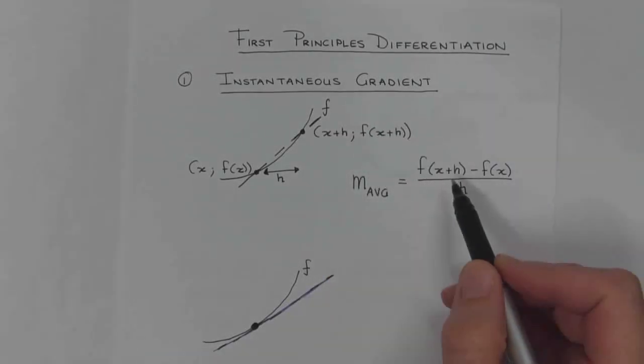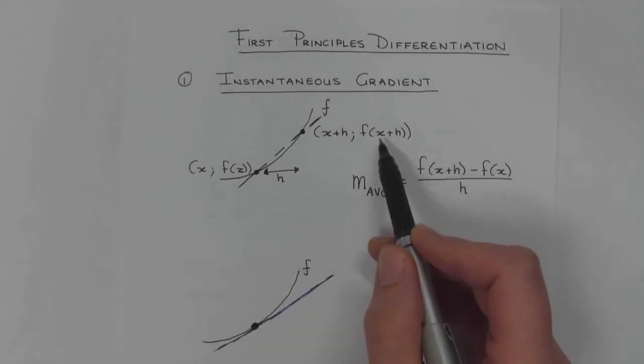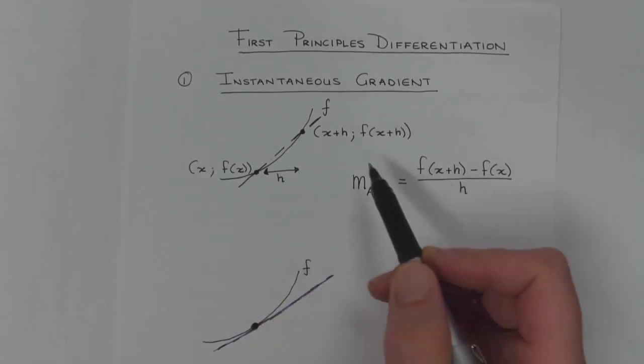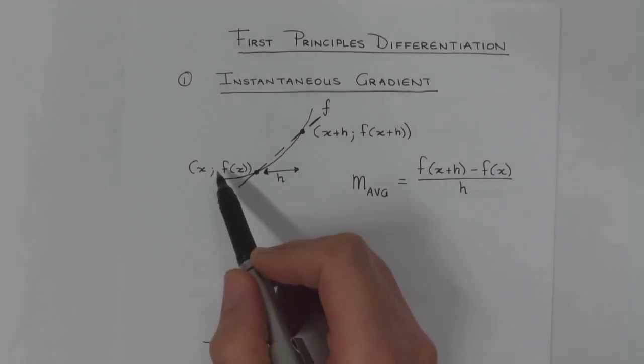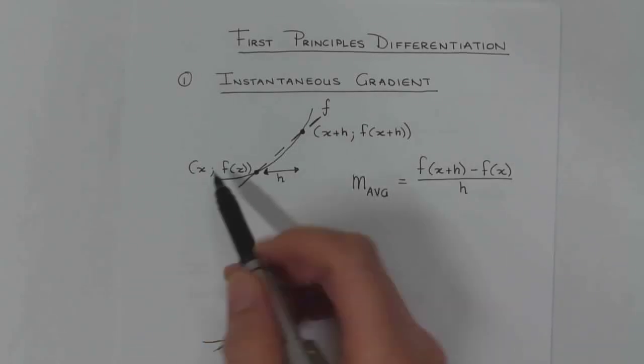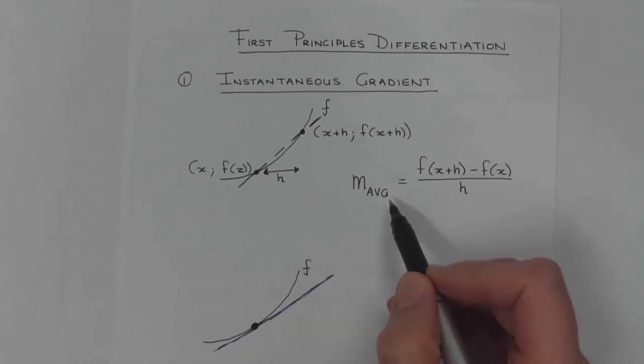And then we said that if it's y2 minus y1, then it's f of x plus h minus f of x, over x2 minus x1. And in the previous video, we saw that if I go x plus h minus x, I end up with h. And we said this is very much that general formula for average gradient.